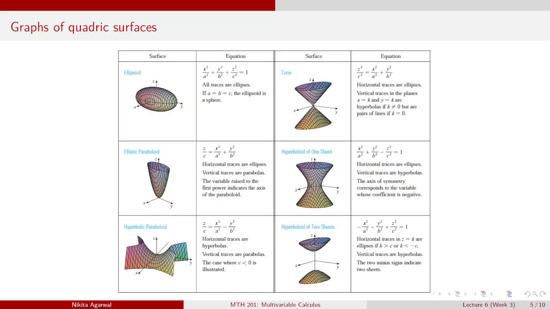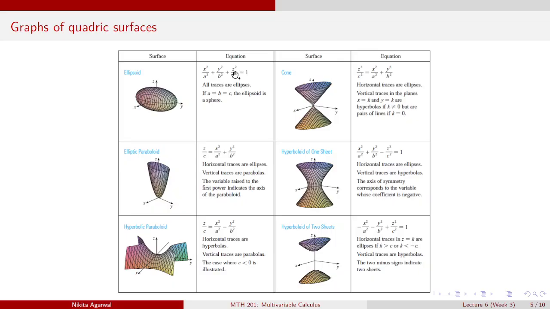So let me explain a few pictures and then I will leave more discussion to the tutorial. Let us look at the first one. What is the method that we discussed? Method of traces, where you intersect your surface with planes which are parallel to coordinate planes, right? Now, this is an equation of three variables x, y and z.